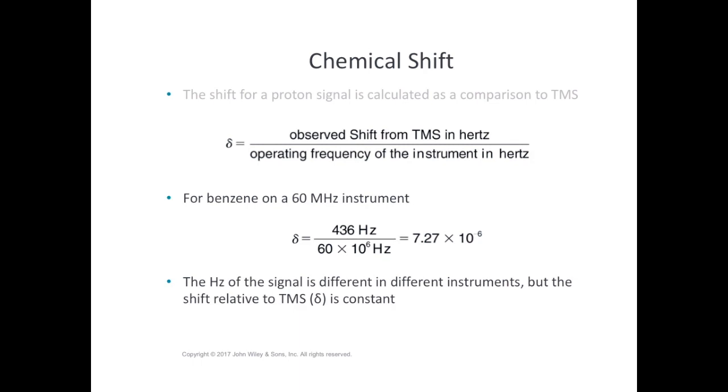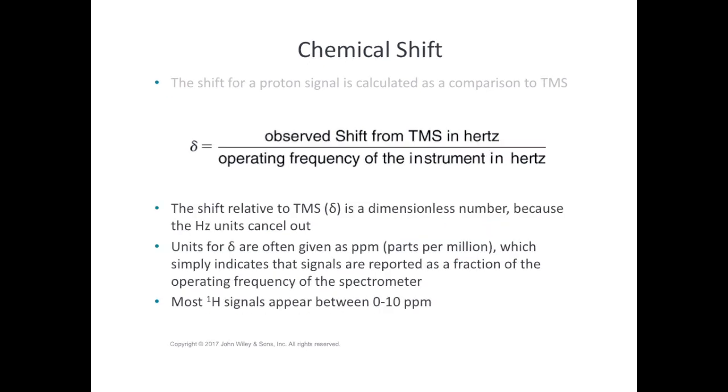So regardless of the strength of the instrument that you're using, the chemical shift that you will get will be the same. The chemical shift is a dimensionless number because the hertz units cancel out. But the units for the chemical shift are often given as parts per million, which simply indicates that the signals are reported as a fraction of the operating frequency of the spectrometer. And most signals appear between 0 and 10 ppm.